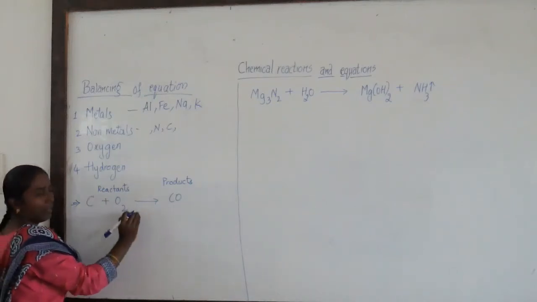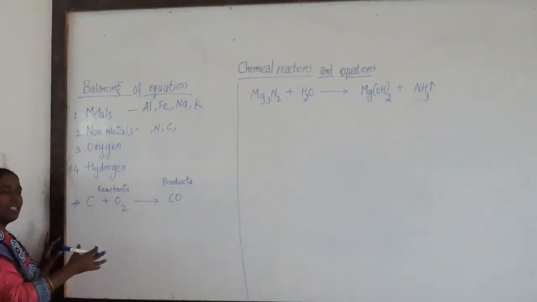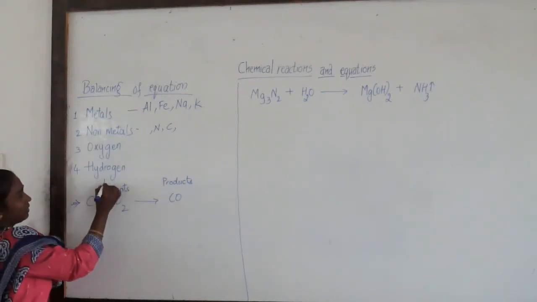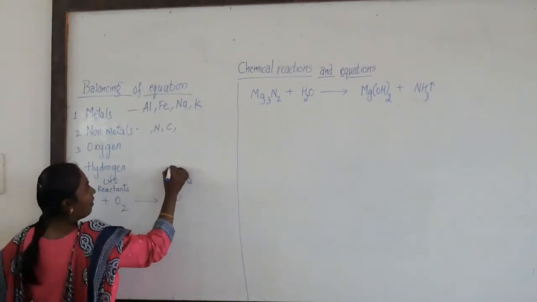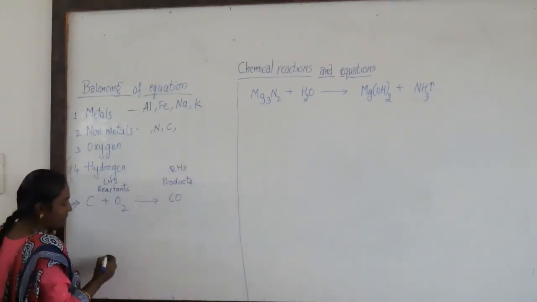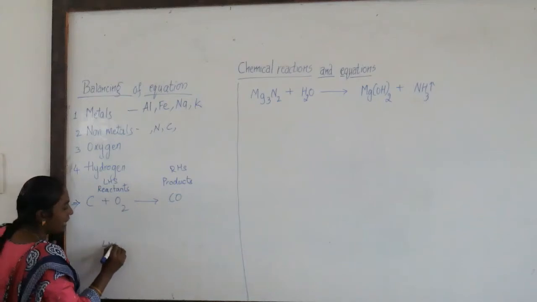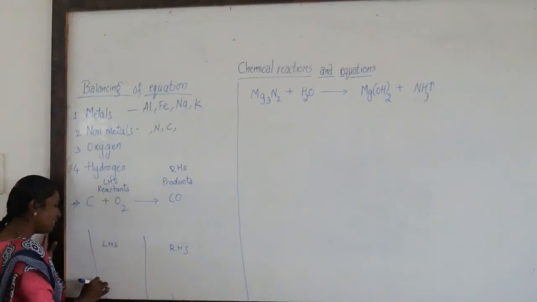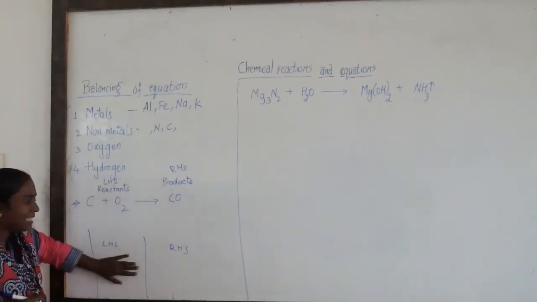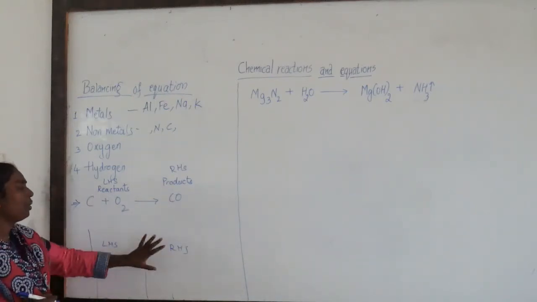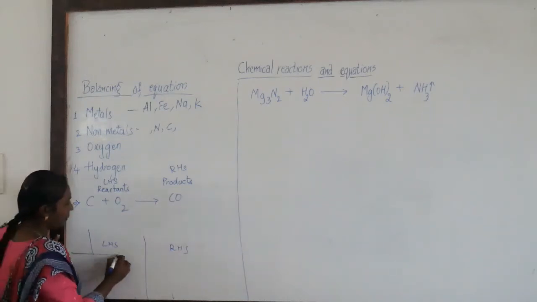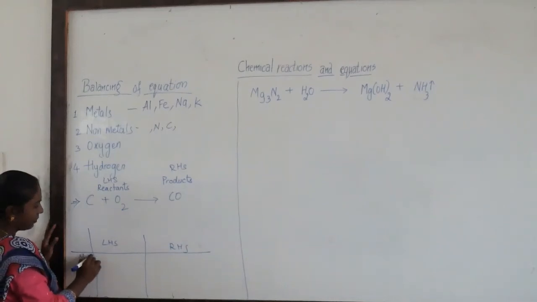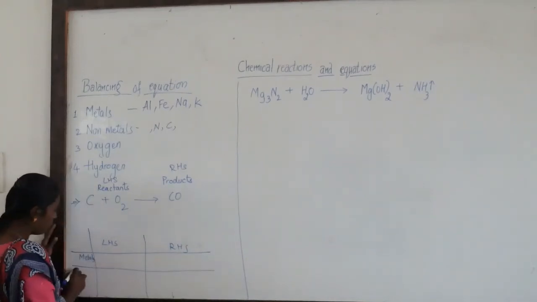Whenever you write the equation, for your understanding, since you are starting to learn how to balance equations, write these things. This is the left hand side, this is the right hand side. So write here LHS and RHS. Do these things. Though it is time consuming, once you understand how to balance the equation, there is no need for you to write these things. Now, first you are supposed to write metals. Then you are supposed to write non-metals.